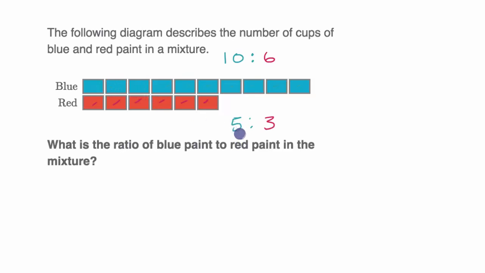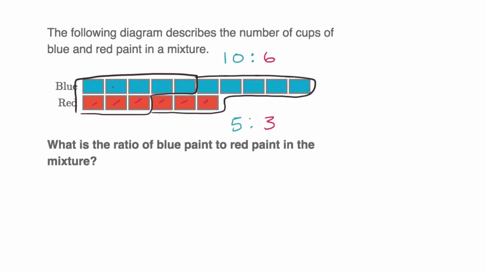Or you could say for every 5 cups of blue paint, you have 3 cups of red paint in our mixture. And you could even see that here. So 3 cups of red paint and 1, 2, 3, 4, 5 cups of blue paint. And you see that again right over here. Let's do another example.